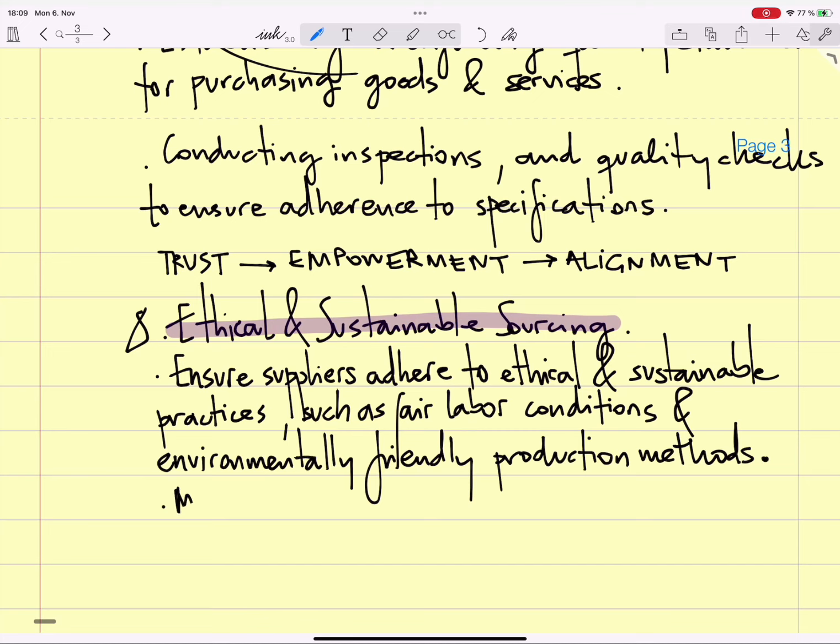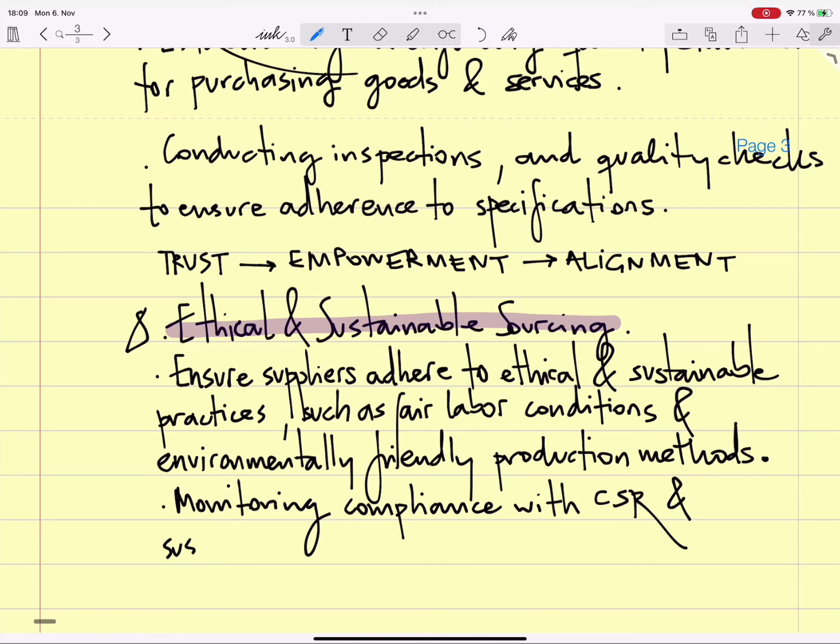So the second point is monitoring compliance with CSR. CSR ist ein Begriff. Corporate Social Responsibility. And sustainability policies.